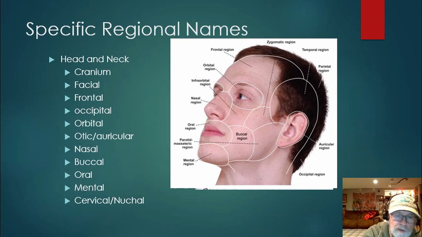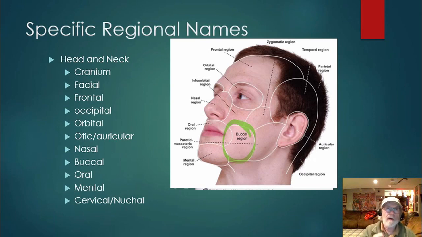Buccal. Buccal is an interesting one. Buccal is this area right here. It's the cheek. Buccal means the cheek. If you stick your finger inside your cheek, sometimes you bite it with your teeth, or if you get local anesthetic for dental work, you keep on biting inside your cheek for a while. The inside is called the buccal mucosa.